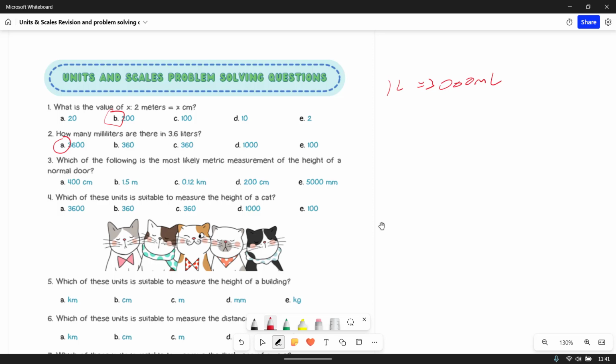Which is the most likely metric measurement of the height of a normal door? So roughly that's going to be number 3. If you measure a door, it's going to be roughly 2 meters. So the best one would be D.